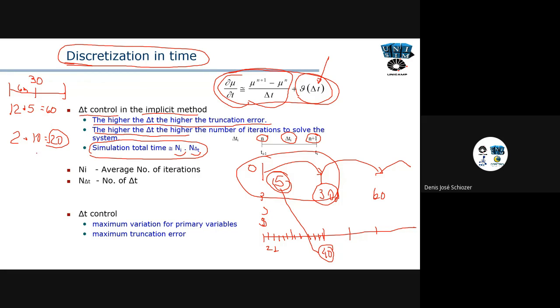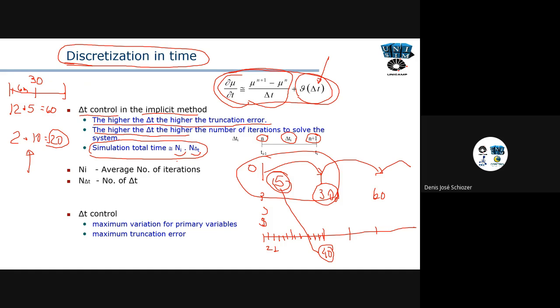Of course, the error will be higher here. The truncation error is higher if my time step is 6 months than 30 days. And of course, if I use 15 days, the time step is a little bit faster and the truncation error is smaller, and so on.